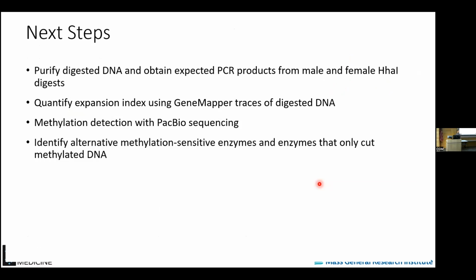Once we get our expected PCR products, we can use GeneMapper to quantify our expansion index and compare male and female DNA. One thing we want to look at on GeneMapper is the contraction peaks, because in Huntington's, they're affected, but it's unclear if that's also the case in XDP. No one's looked at that yet. And then doing methylation detection with PacBio sequencing would allow us to understand how our samples are methylated and how that might be affecting our PCR and enzymatic digestion.